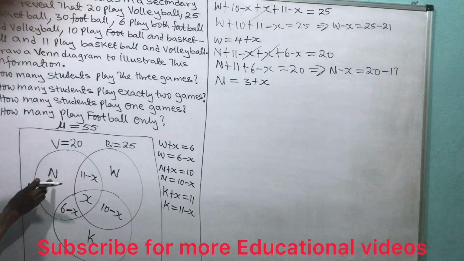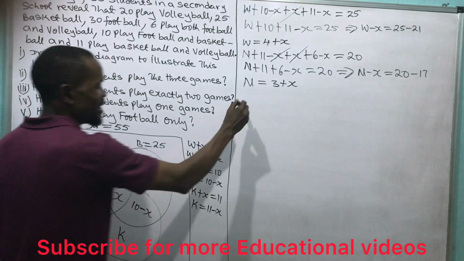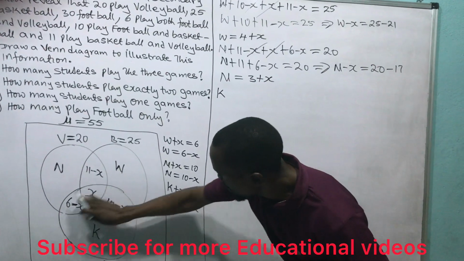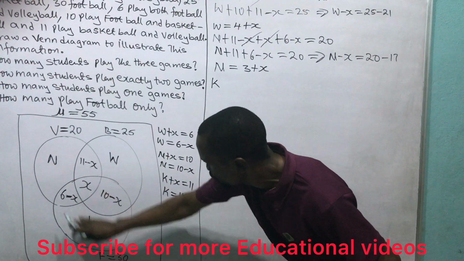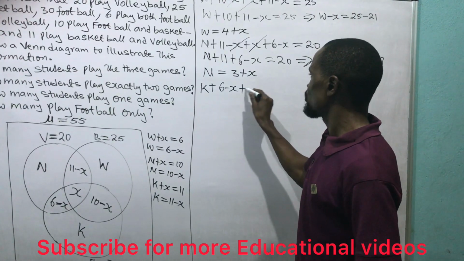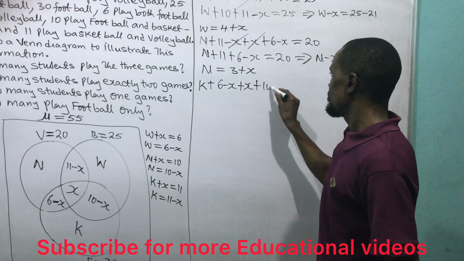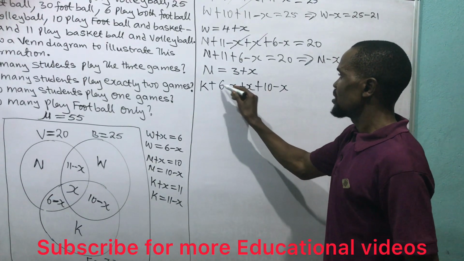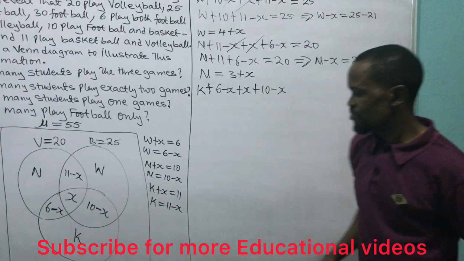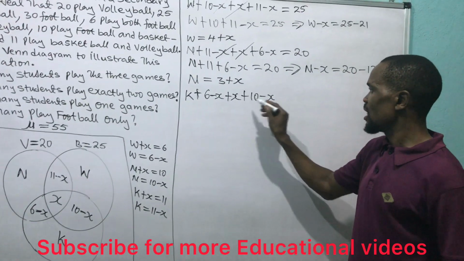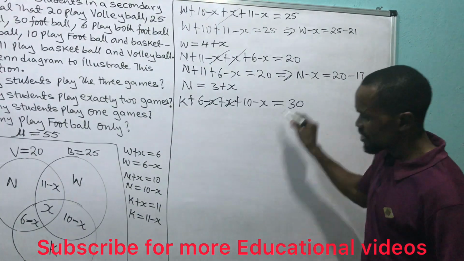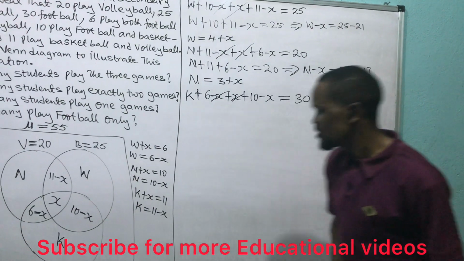I've got my N. Then I'm talking about my K now. Look at the circle of K, the circle of football. K plus 6 minus X, plus X, plus 10 minus X. I get what I'm saying? That's my circle of football, and it's equal to 30. I think that's what they give us over here. So it's equal to 30.